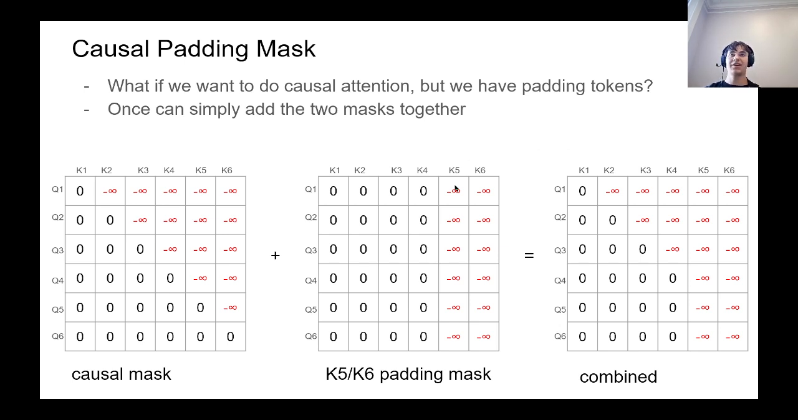We can combine them. So let's say we have a causal representation, like a causal model. We can add the padding mask to it. And what that says is K5 and K6 are padding tokens, and the rest of the sequence needs to be modeled in a causal way. You could see why you may want to do that. If you were doing a GPT model, you would use this mask here, up to whatever the padding goes to.